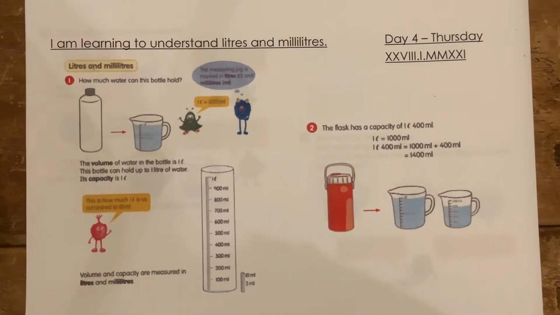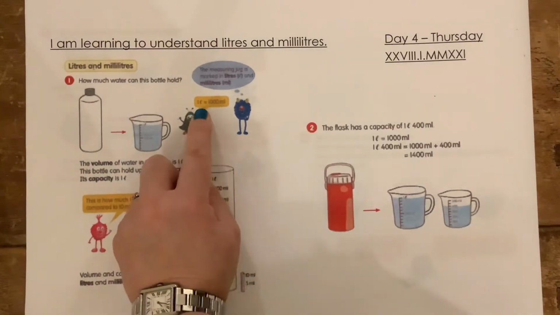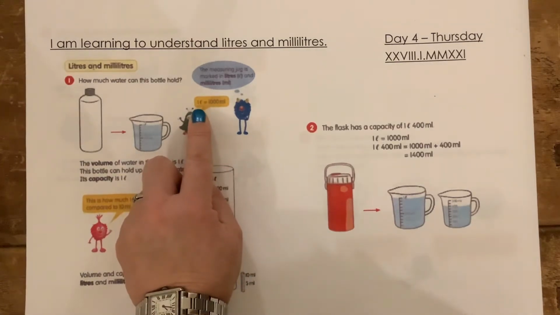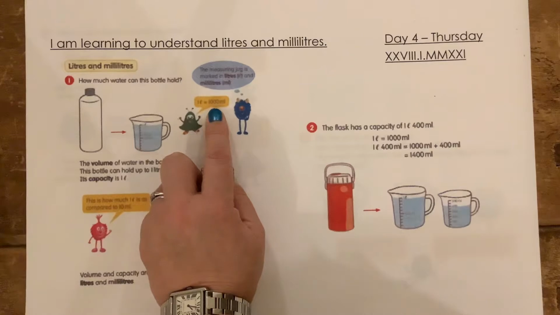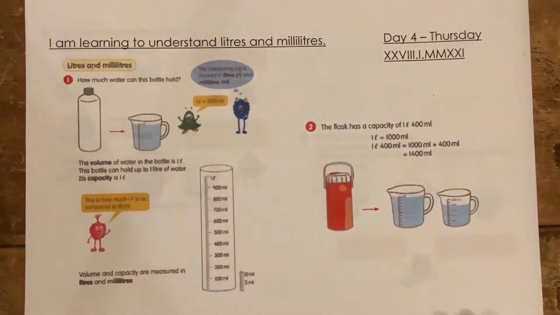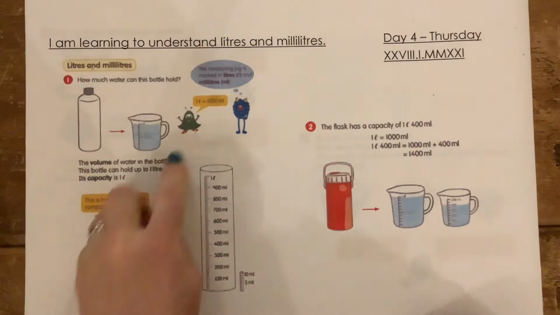So first of all, it's important that we remember that 1 litre is the same as 1,000 millilitres. So you can see it written here, 1L, which we read as 1 litre, is the same amount as 1,000 millilitres. And we use these measurements to measure volume and capacity. So we're going to look at this picture first of all.